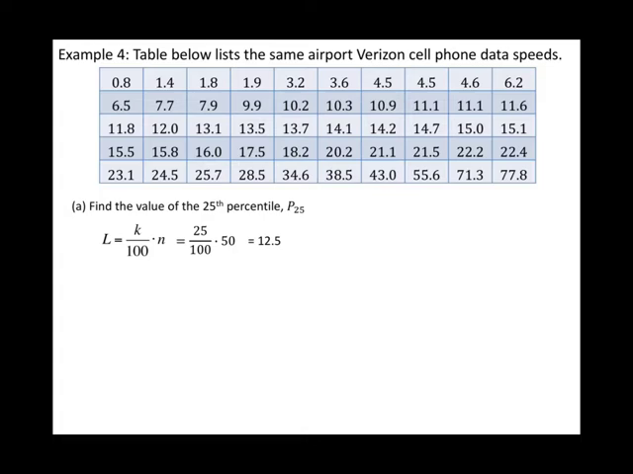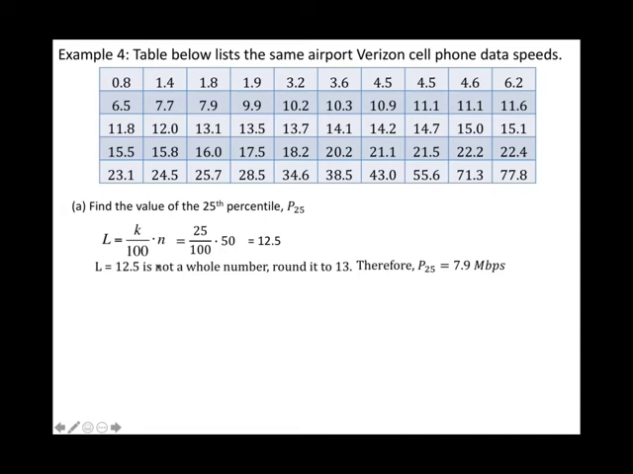Is 12.5 a whole number? No, right? This is not a whole number. So what we're going to do is round it up. Make sure you always round it up for this kind of question. So 12.5, after we round it up, will be equal to 13. Again, 13 is not your final answer. It only gives you the locator of the position. So you count from your data: 1, 2, 3, 4, 5, 6, 7, 8, 9, 10, 11, 12, 13. So your P25 will be equal to 7.9.